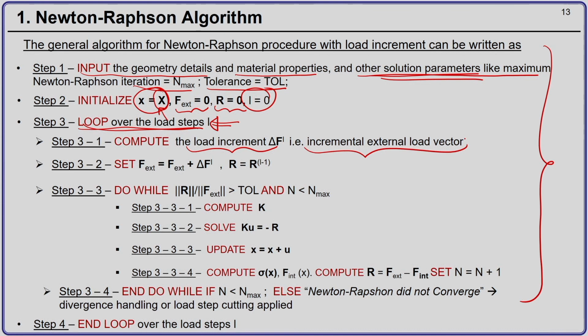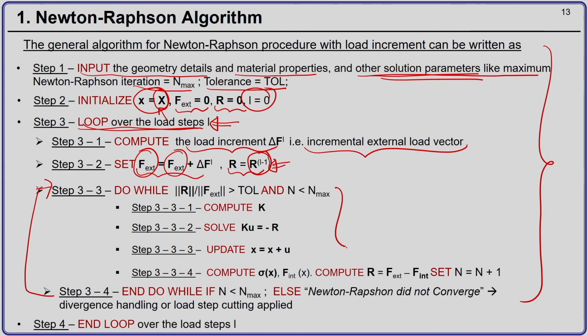Then you add the incremental external load vector to your total external force vector to get the current value of the external force vector, and then you set the residual for the current load step to be equal to the residual from the previous load step. You can set it to some other value, but we can set it to the previous value of the residual. Okay. And then we start our Newton-Raphson solution algorithm.